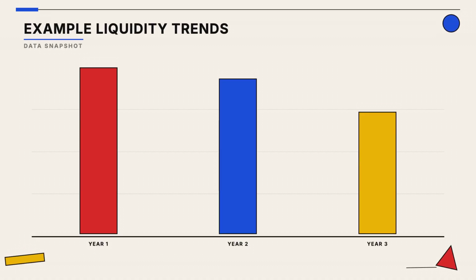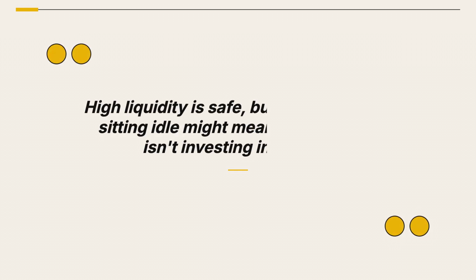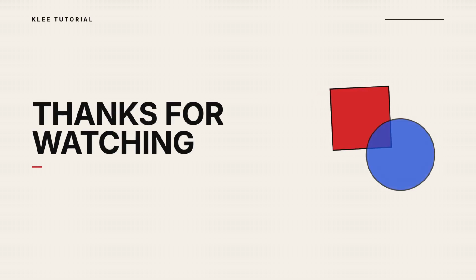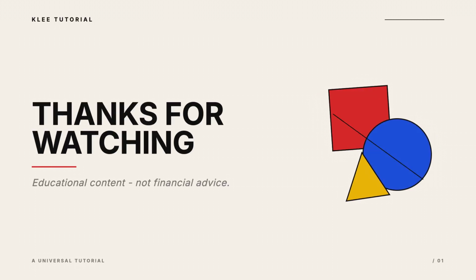Watching these ratios over several years helps identify if a company is becoming more or less efficient with its cash management. Finding the right balance is key. Investors look for companies that manage their cash flow responsibly without hoarding it unnecessarily. Understanding these metrics is a great step in analyzing financial statements.